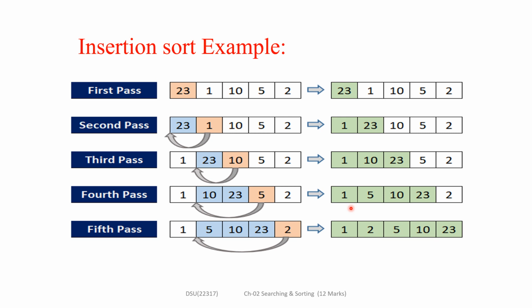In pass 4, 1, 5, 10, 23, 2. In pass 5, 1, 2, 5, 10, 23. Means the concept is what? Insert the element which satisfies the particular condition, and the remaining elements shift towards the right.